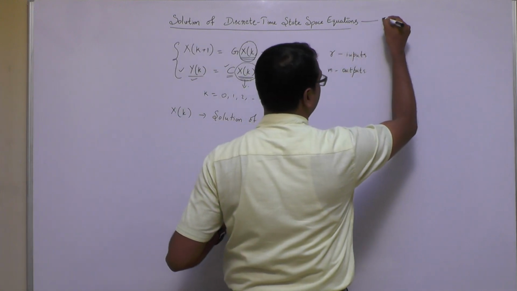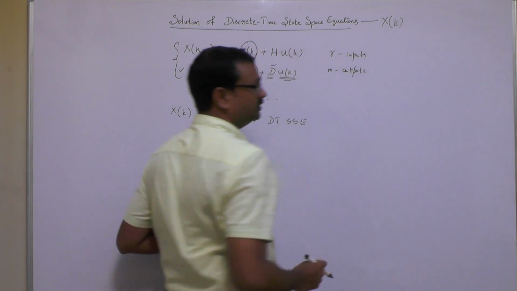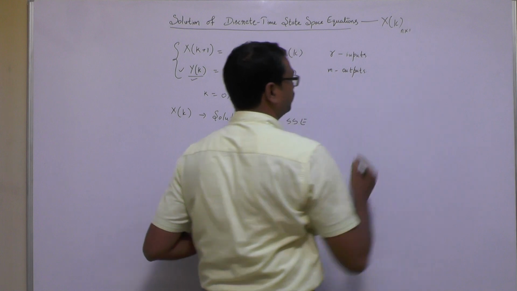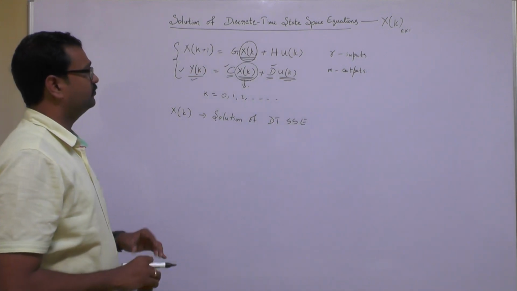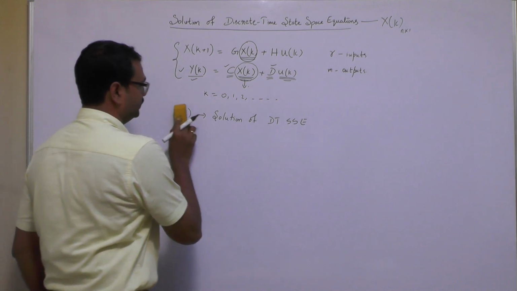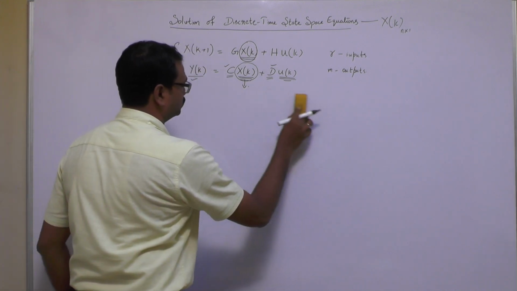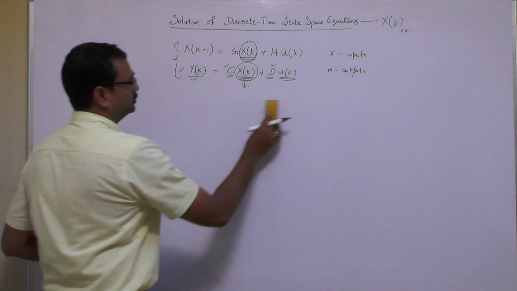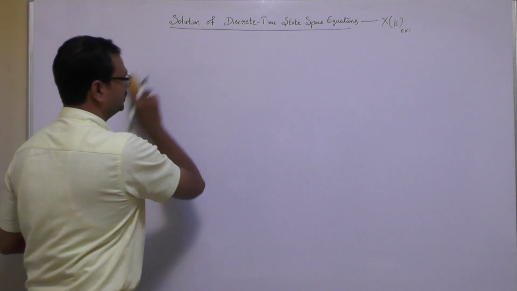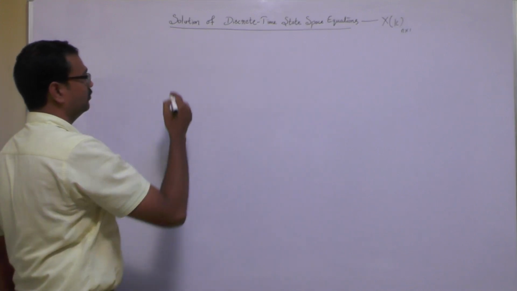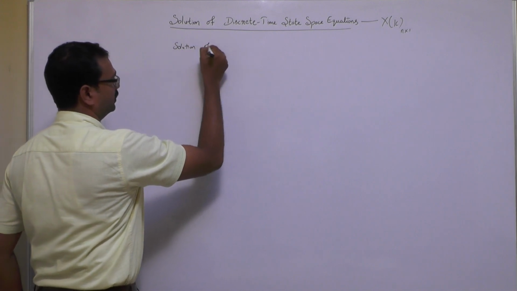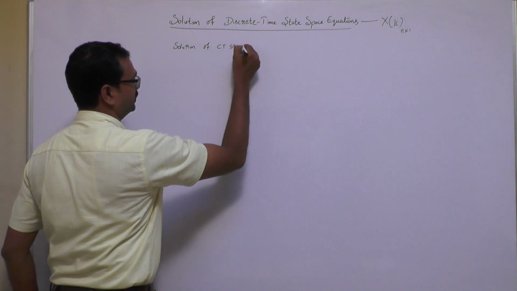So this is nothing but x of k. X of k is a vector, it is an n by 1 matrix. In order to find that, first let us see how we can find the solution using the state in the continuous time domain. We will just review what the solution of continuous time state space equations is.